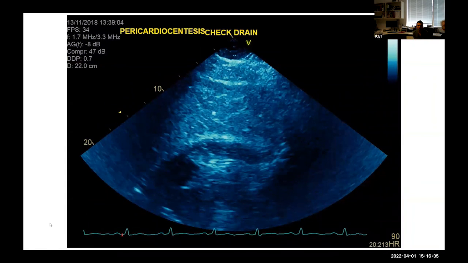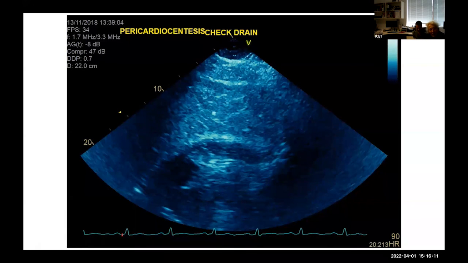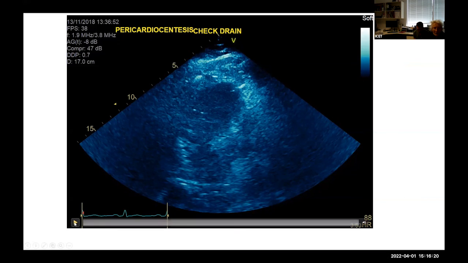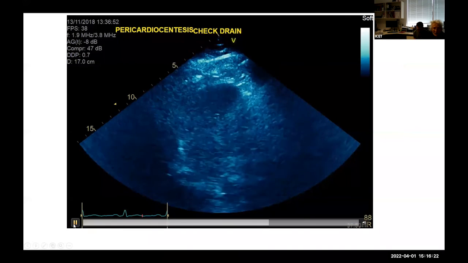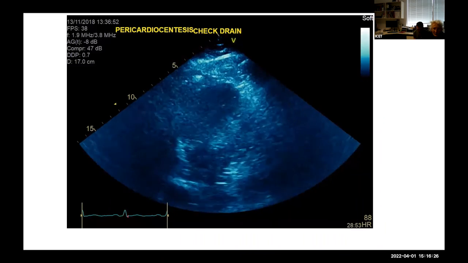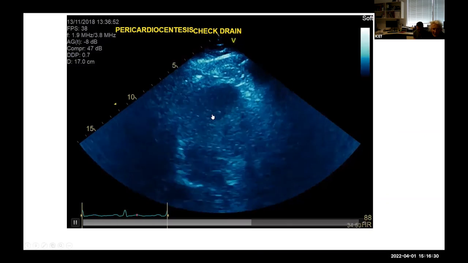So obviously this person went on to have a drain put in. Now show that clip again. Just press play. So you want to check where the drain is, so you inject agitated saline. Where do you think the end of the injection point is? It's coming here. Yeah, where is it?